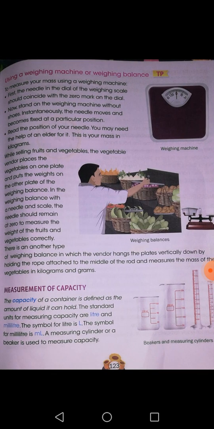Here is one activity shown which shows you how you can measure your weight by using a weighing machine or a weighing balance. Before measuring your weight, you have to see that the needle points towards 0. After that you have to remove your shoes and stand on the weighing machine, then observe the needle till it becomes stable. As soon as it becomes stable, you notice the reading. The reading, expressed in kilogram, is the weight of your body.